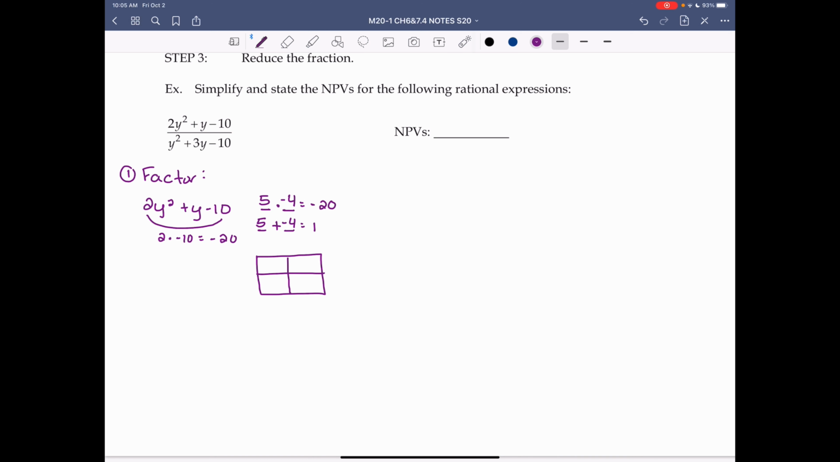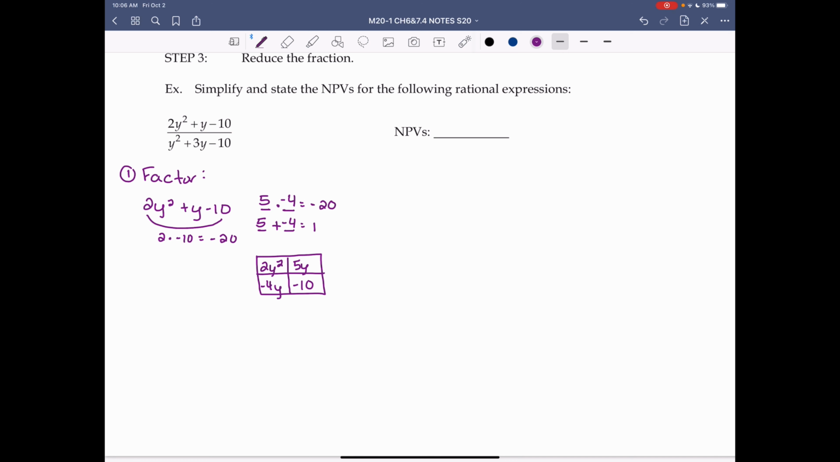Top left box is 2y squared, bottom right box negative 10. The other two boxes are 5y and negative 4y in either order. Common factor each row and column.